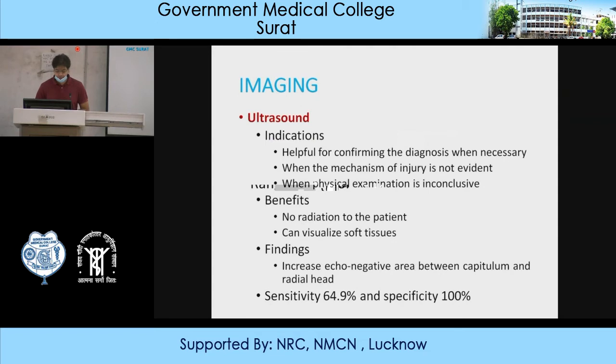If we see the ultrasound, it is indicated to help in confirming the diagnosis when it is necessary, when the mechanism of injury is not evident, or when the physical examination is inconclusive. Sometimes the patient's relatives or parents don't know what happened, and the child is very young and in a painful condition, so he will not say anything. In that condition, you can go for ultrasound. The benefit is no radiation to the patient, and it can visualize soft tissues also. We can see an increase in the echo-negative area between the capitulum and the radial head, which indicates subluxation, and sensitivity is 64.9% and specificity is 100%. It's quite useful.